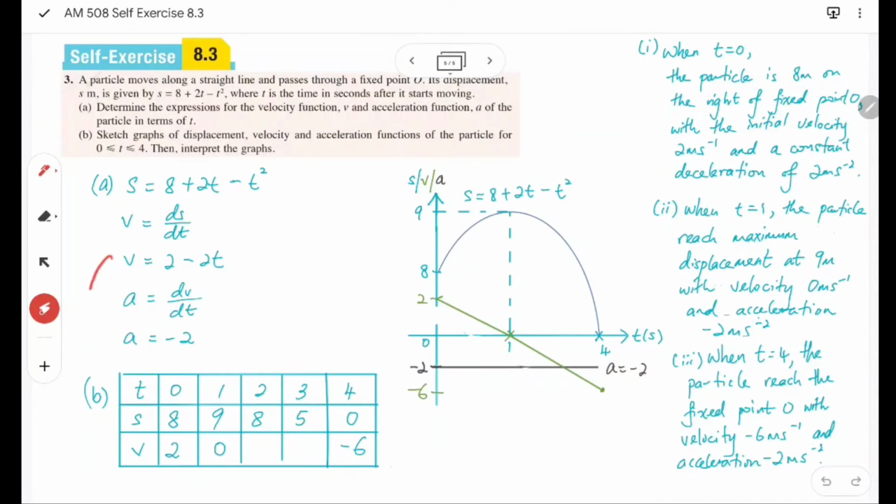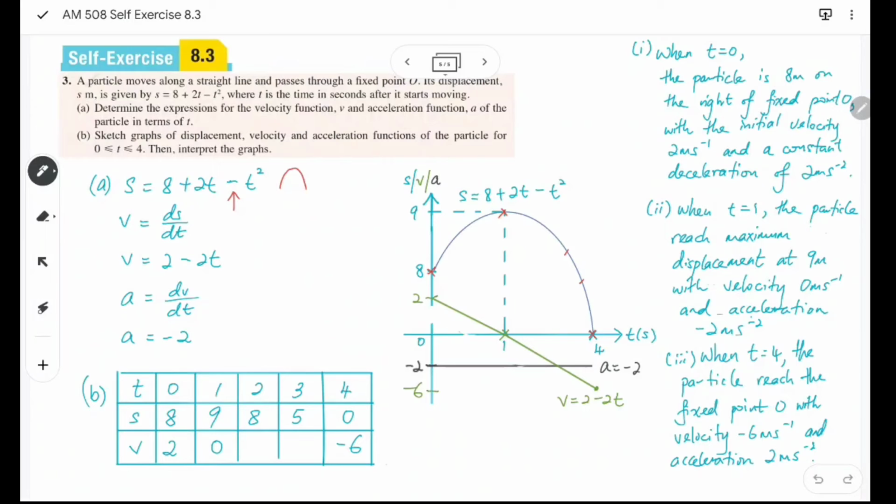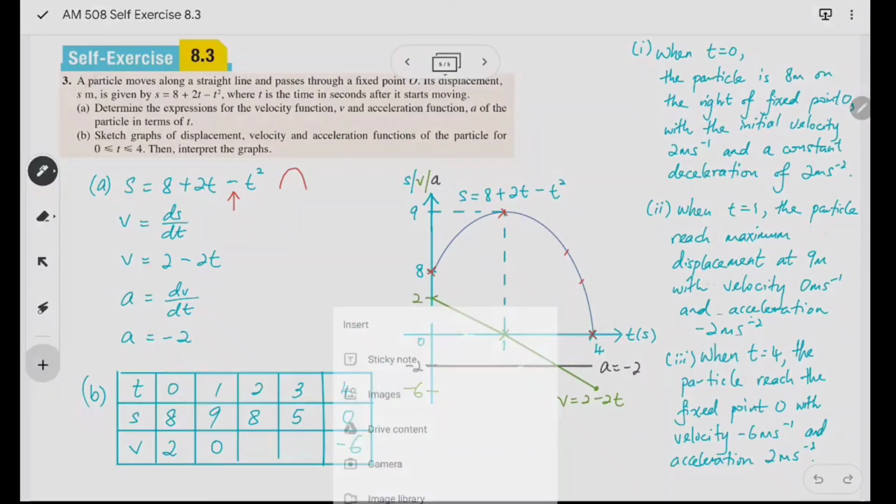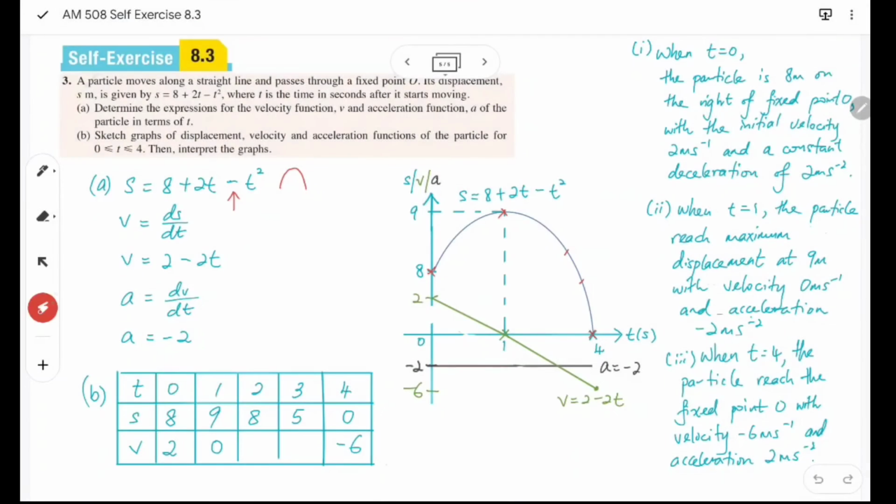Then from the velocity function, again we want to get the acceleration function. We will just differentiate from here. So we get A equals negative 2. B, sketch graphs of displacement, velocity, and acceleration functions of the particle for t from 0 to 4. Then interpret the graphs. So if you are asked to sketch the graph, then we need to build a table for S.